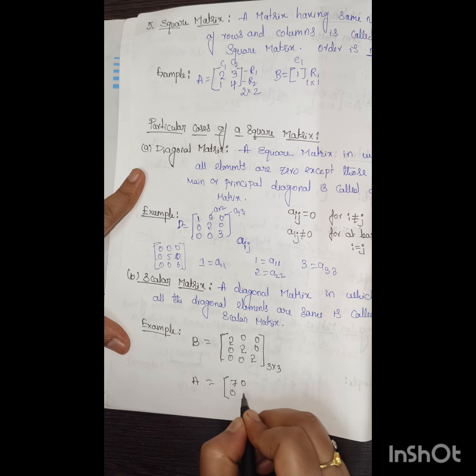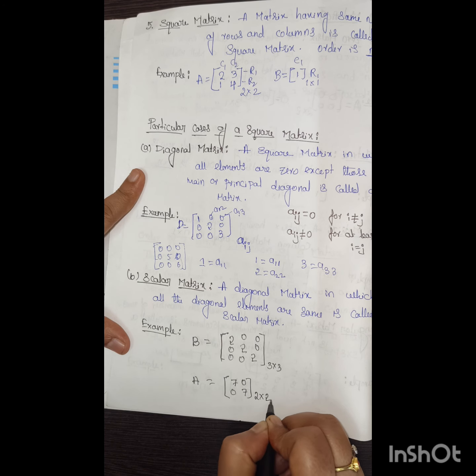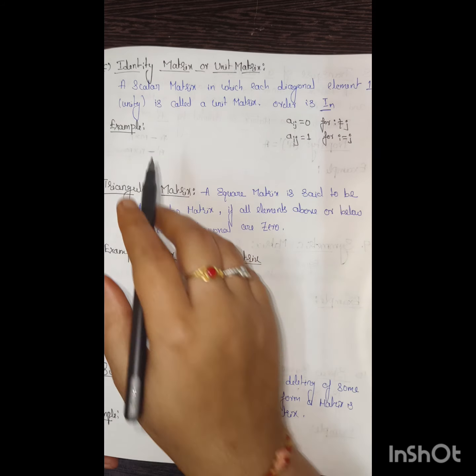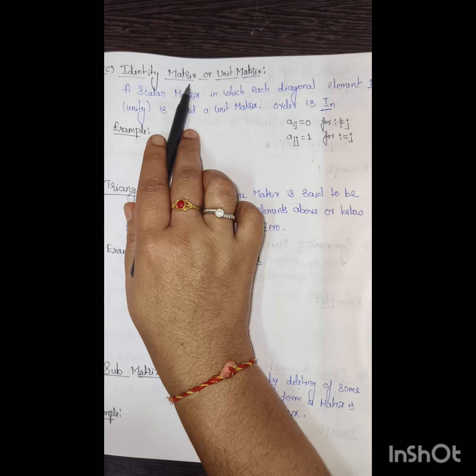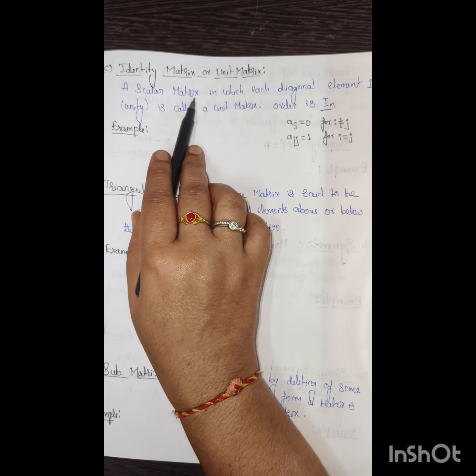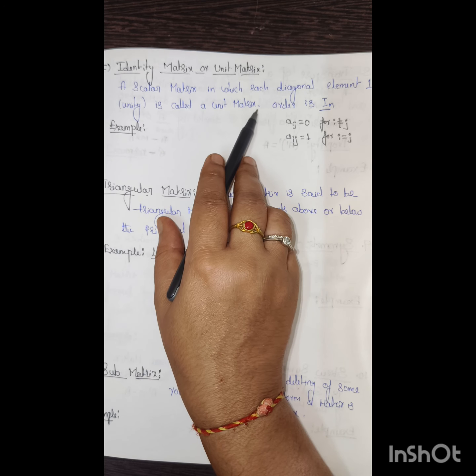7, 0, 0, 7. It is a 2 by 2 matrix. This is also called a scalar matrix. Here the diagonal elements are equal. Next is the identity matrix. Otherwise you can call it a unit matrix also. A scalar matrix in which the diagonal elements are 1 is called a unit matrix.